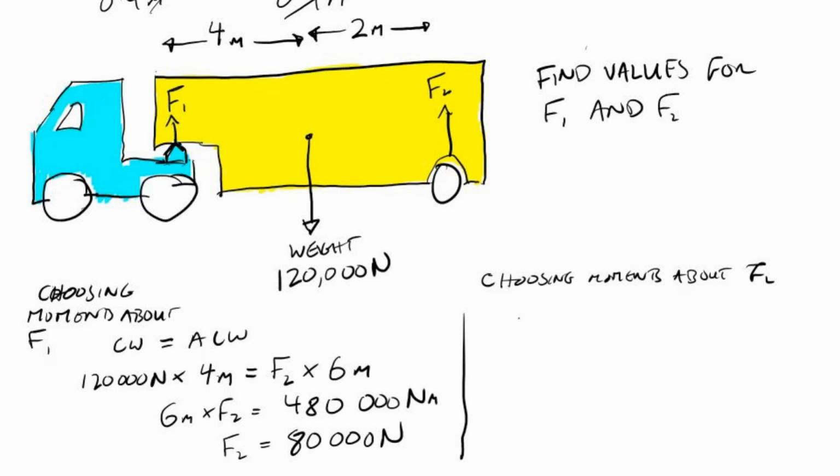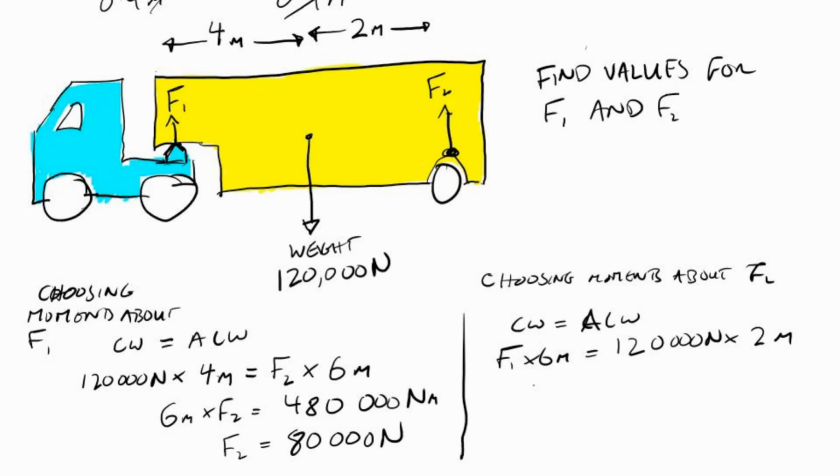So again, we start off with this situation. Our clockwise moments have to be equal to our anti-clockwise moments. So let's look at our clockwise moments. Well, that's the only one going clockwise when we're looking from this point over here, F2. The only thing going clockwise is F1. So F1 times the distance of 6 meters has to be equal to, there we go, we've got our weight, 120,000 newtons. It's pretty big. Multiplied by the distance of 2 meters.